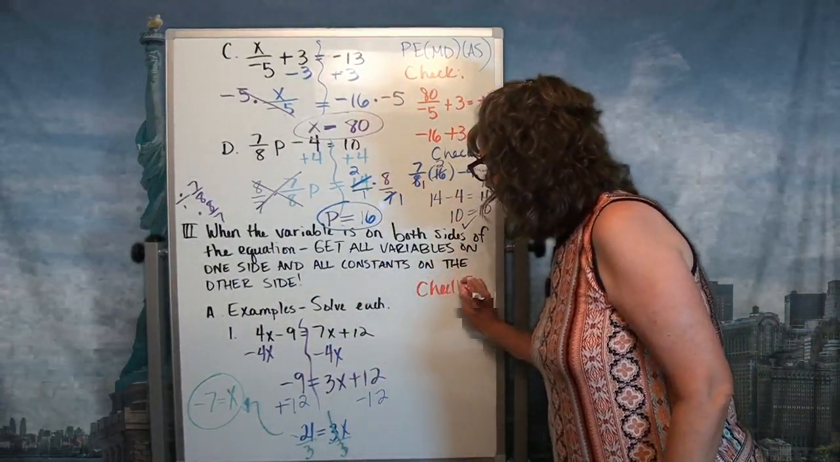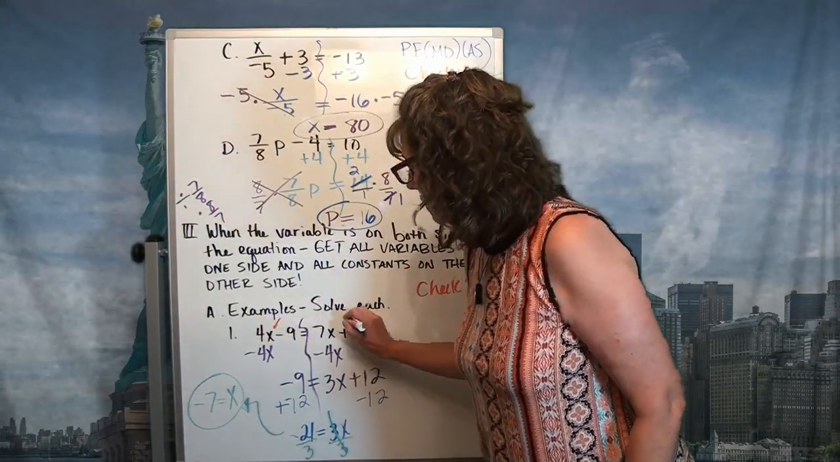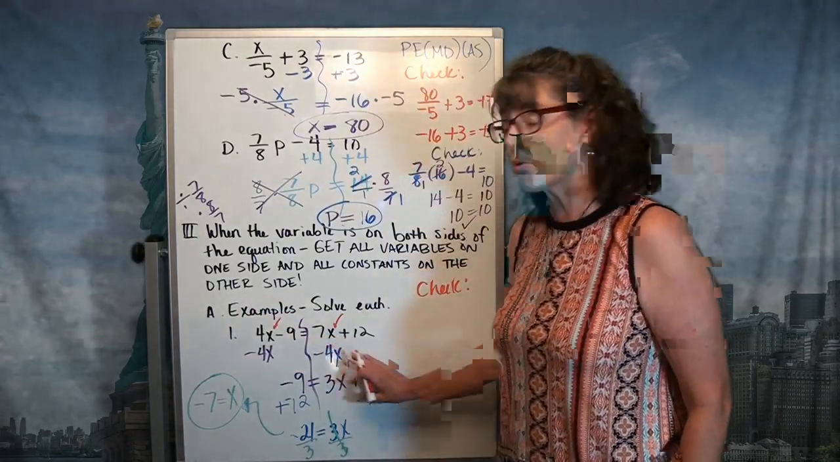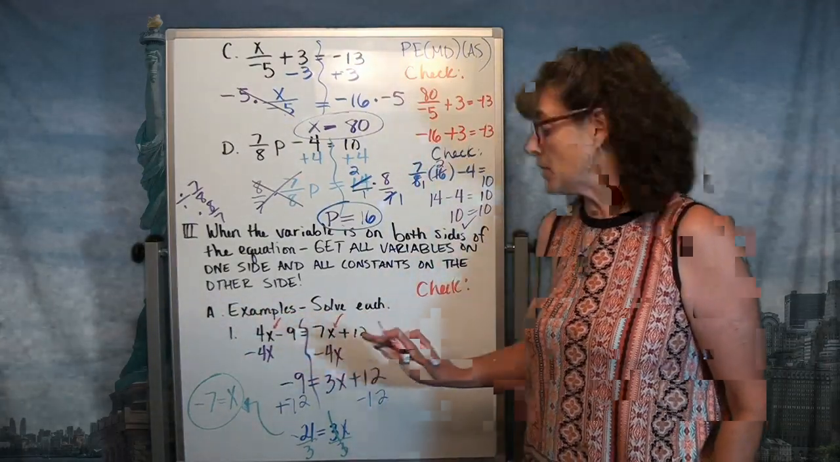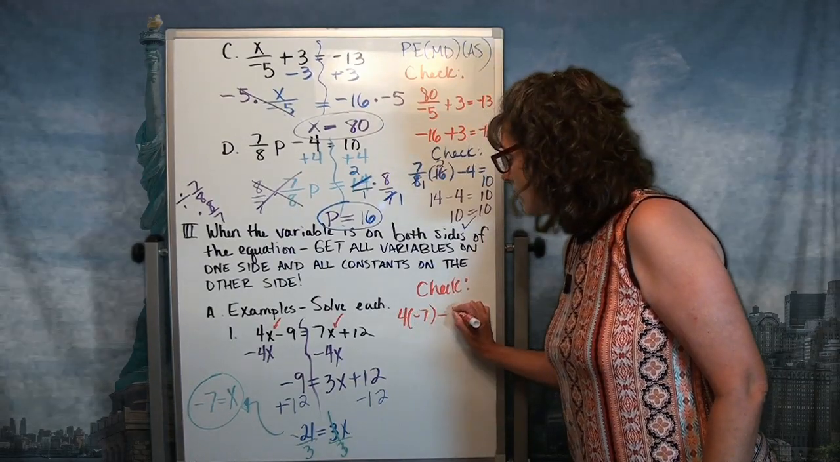Because we know that this is telling me if x is a negative 7, I should be able to put a negative 7 here and here as well. And when I do the order of operations over here and do the order of operations over here, I'll get the same number on both sides. So let's check and see if it works. Plugging that negative 7 in for the x.